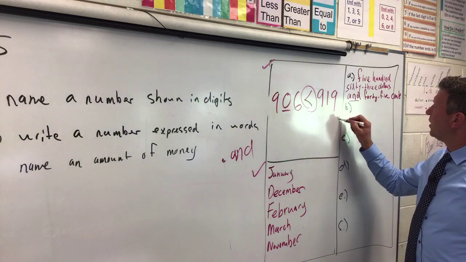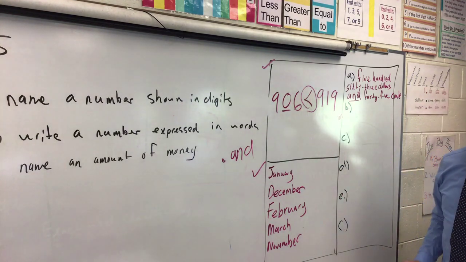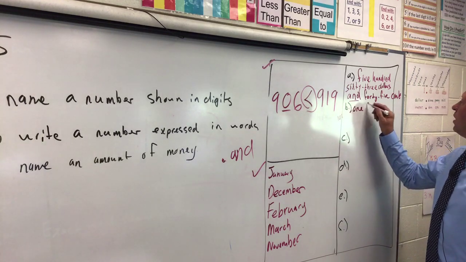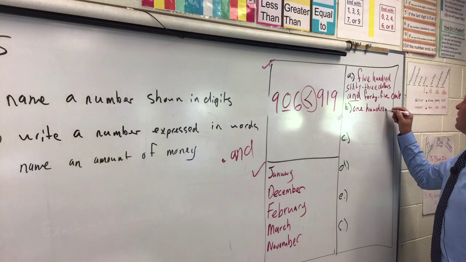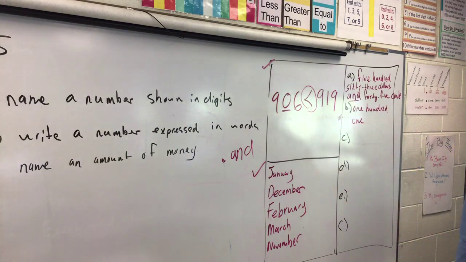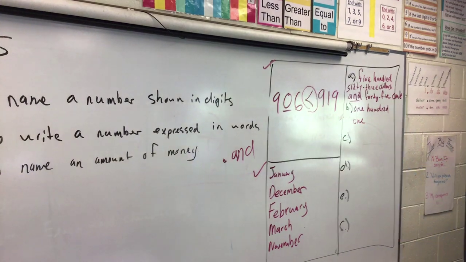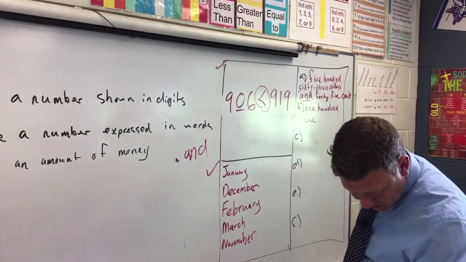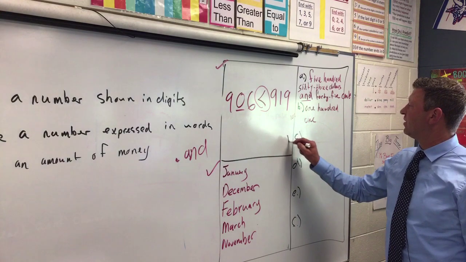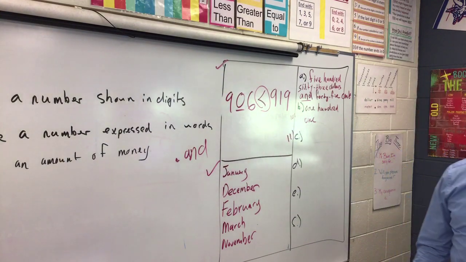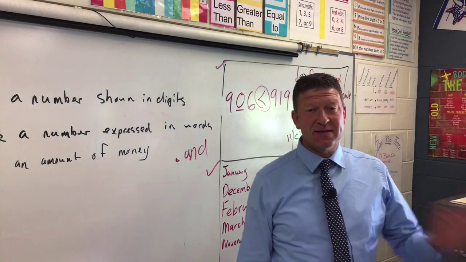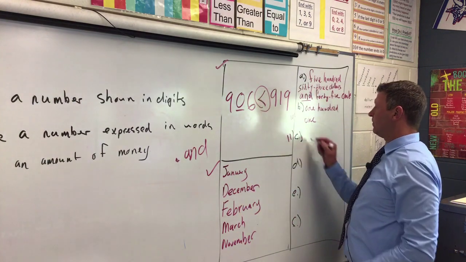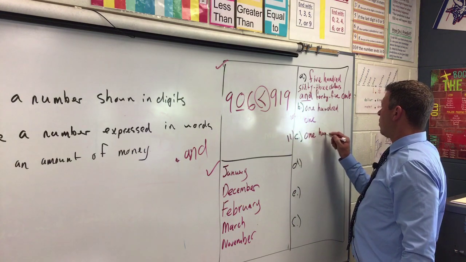B says use words to name 101. I'll put it over here. 101. Say it again. 101. Okay? C says use words to name 111. Now notice we don't say 111 with an and. Oftentimes we do say and, but it's not supposed to be there. Only in decimal points. So this one reads 111.